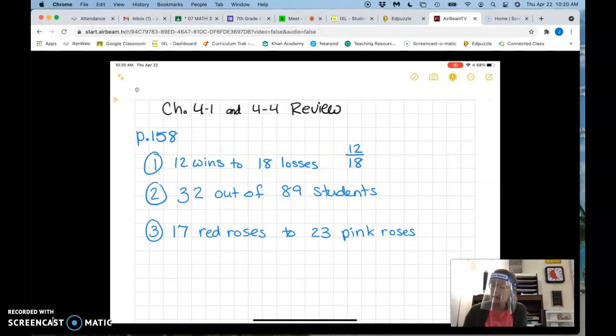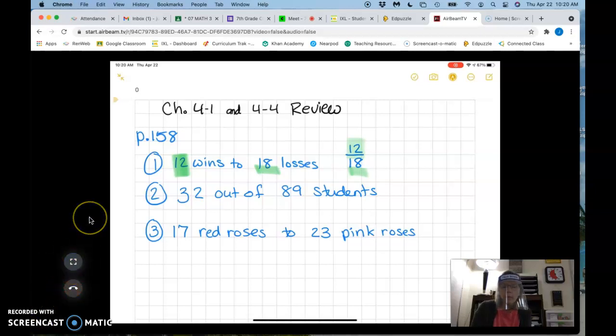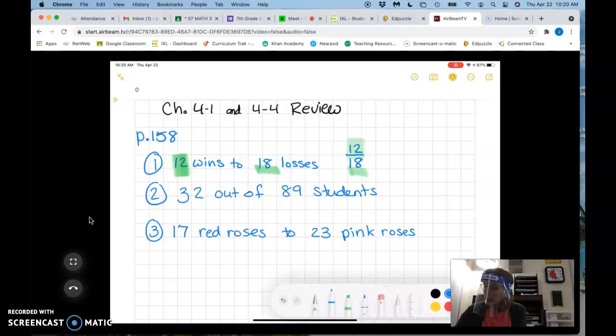The first way is a fraction. Whatever number comes first in your sentence is going to go on top of your fraction, and whatever number comes second is going to go second in your fraction. There's another way to write a ratio, which is by using those little dots like that are on a clock.